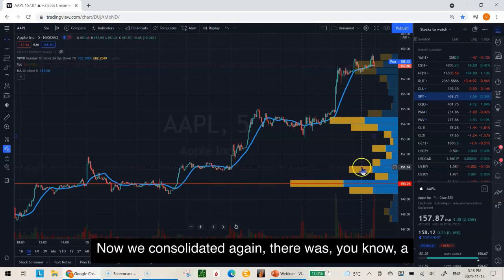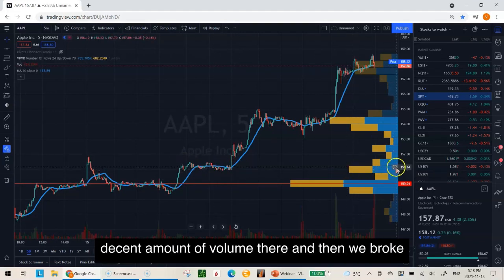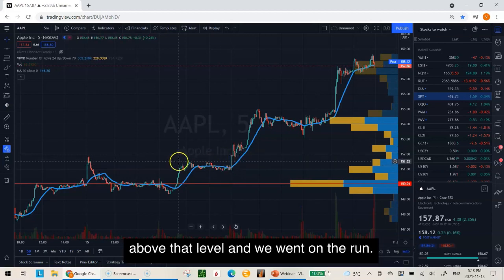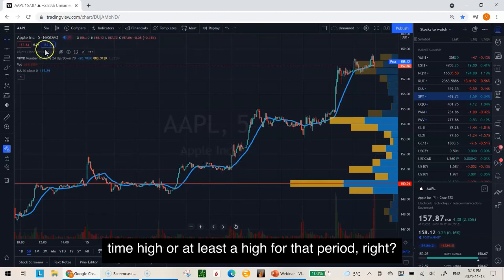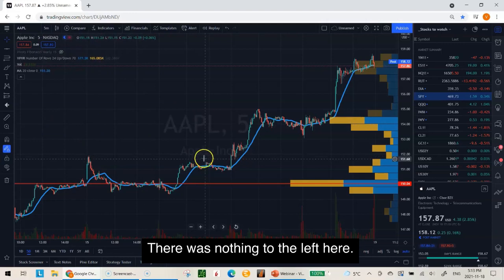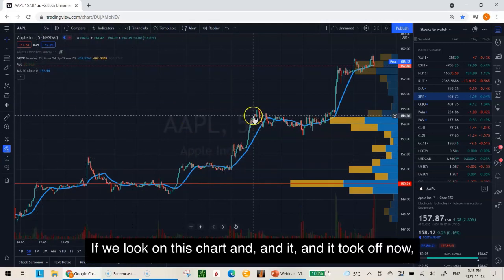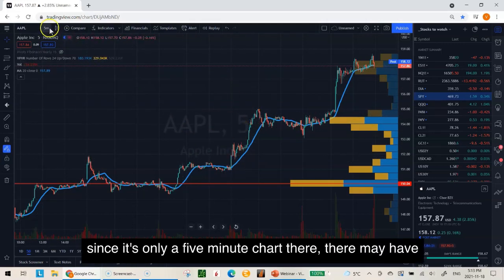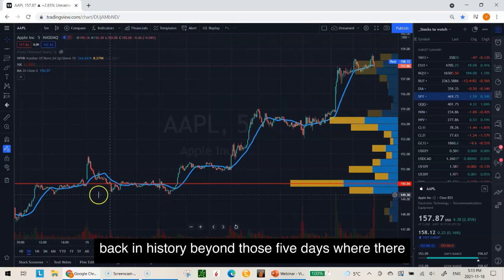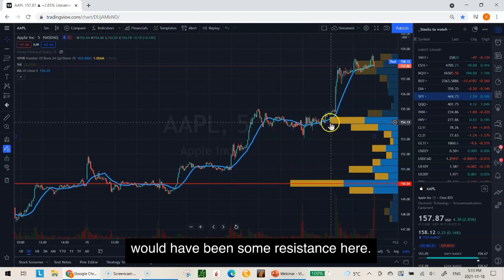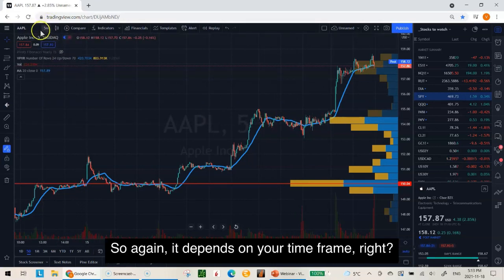Now we consolidated again. There was a decent amount of volume there. And then we broke above that level and we went on another run. Reason being, at that time, this would have been an all-time high, or at least a high for that period. There was nothing to the left here if we look on this chart, and it took off. Now, since this is only a 5-minute chart, there may have been another level, going further back in history beyond those 5 days, where there would have been some resistance here. So again, it depends on your time frame, right?